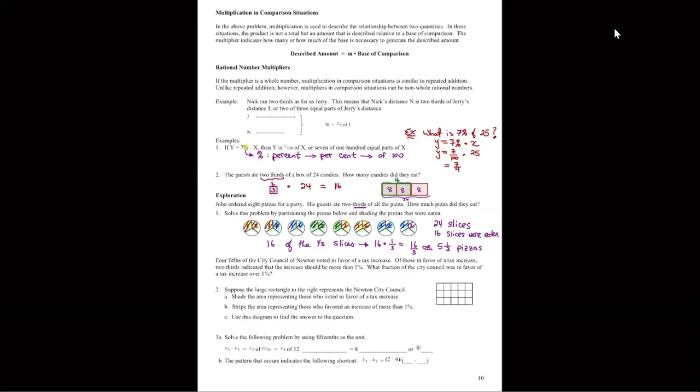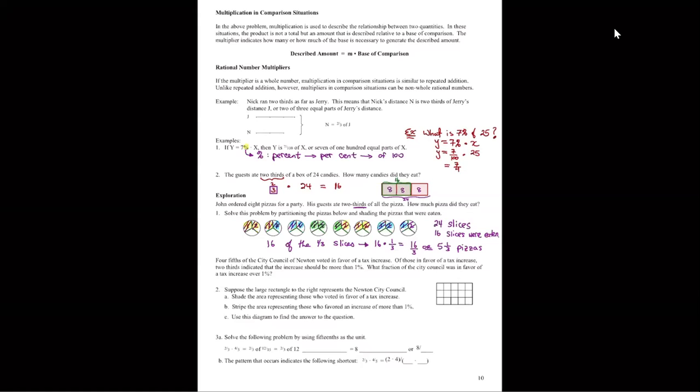4/5 of the City Council of Newton voted in favor of a tax increase. Of those in favor of a tax increase, 2/3 indicated that the increase should be more than 1%. What fraction of the City Council was in favor of a tax increase over 1%? Right. So, that's the overarching question.